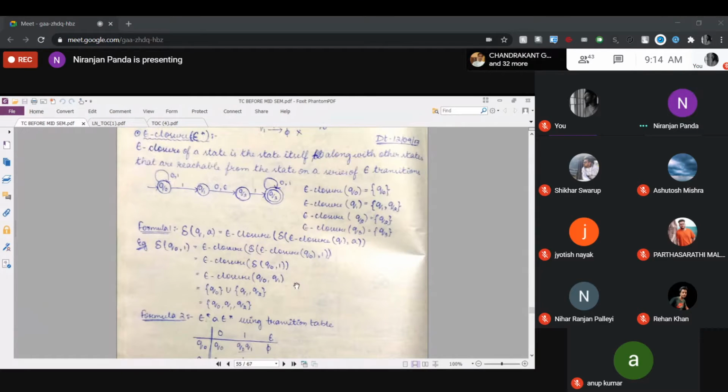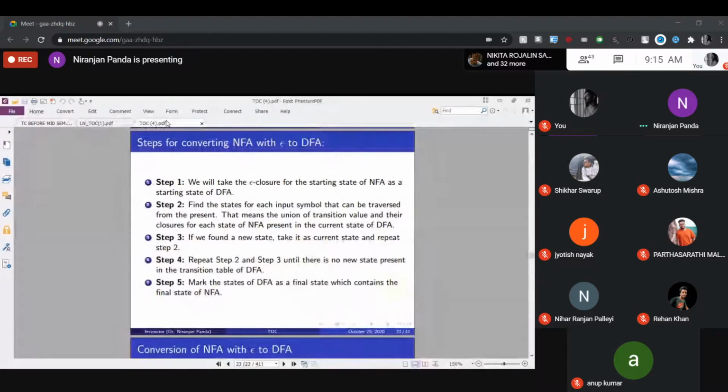Epsilon closure of a state is the state itself along with other states that are reachable from the state on a series of epsilon transitions. Okay, epsilon closure of a state is the state itself along with the other states that are reachable from the state on a series of epsilon transitions. Got the definition?